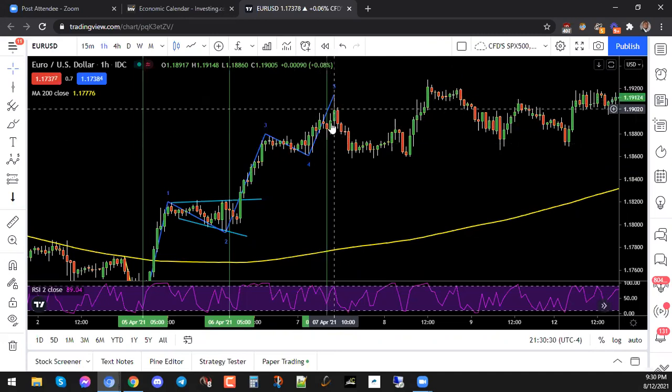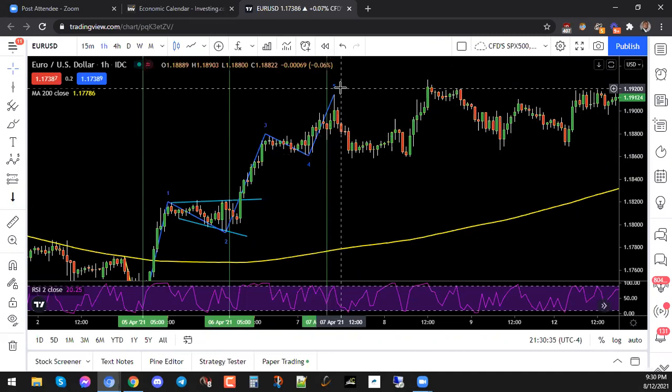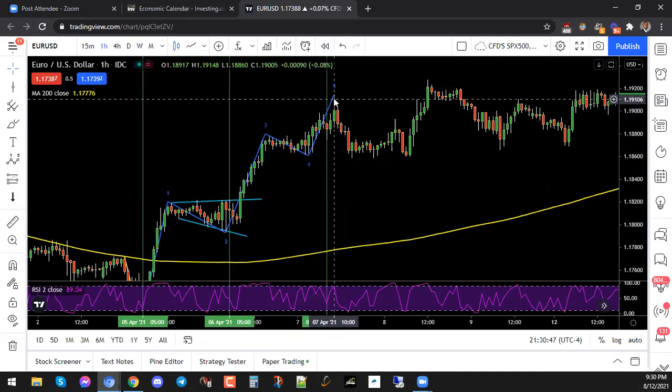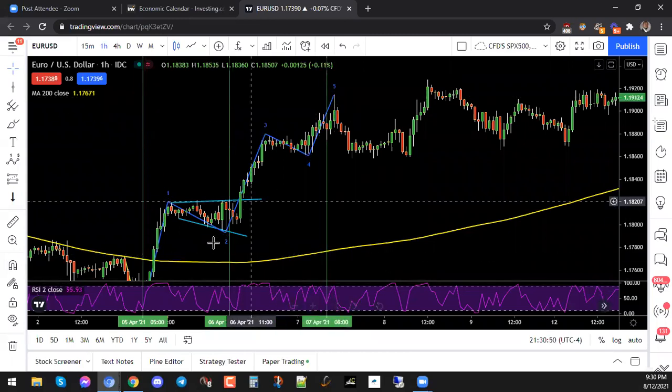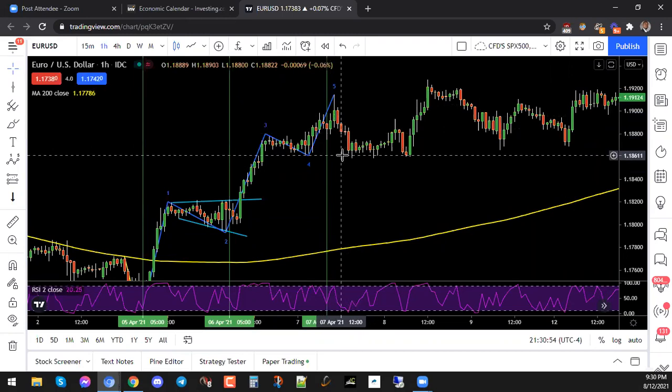WXY, right? So that gives us five, three, three, right? We know normally we get that combination of three, three, five. This one is five, the five came first. So we have five, three, three, okay? So this completed our wave five to the upside. So we have a nice impulsive wave. Then we got this nice move to the downside.